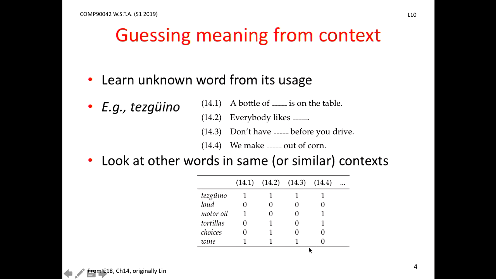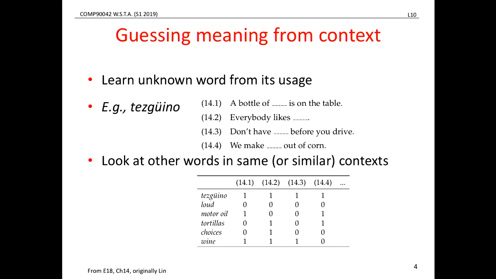There are various other words here. This is a contrived example, of course, to illustrate the point. But we see that wine can occur in the first 3 contexts, but not in the last. It's made out of grapes rather than corn. Of these different words, loud is very unrelated. It can't occur in the same context. Wine is very related. It occurs in most of the same contexts. So from this, we can deduce that the meaning of our mystery word is very close to the meaning of wine. This is the kind of clue.